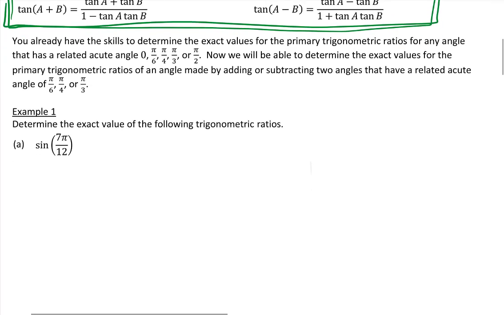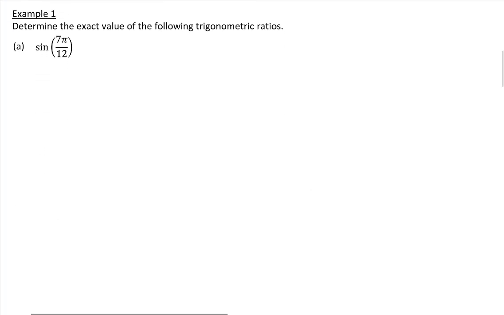So for example 1, determine the exact value for the following trig ratio, sine of 7 pi over 12, which we notice does not have a related acute angle that's equivalent to pi over 6, pi over 4, or pi over 3 in the form that it is written. So the first step for questions like this is to split up 7 pi over 12 into two angles that have a related acute angle of pi over 6, pi over 4, or pi over 3.